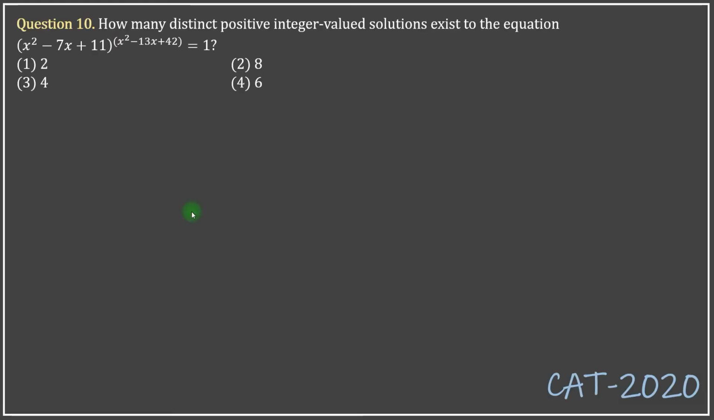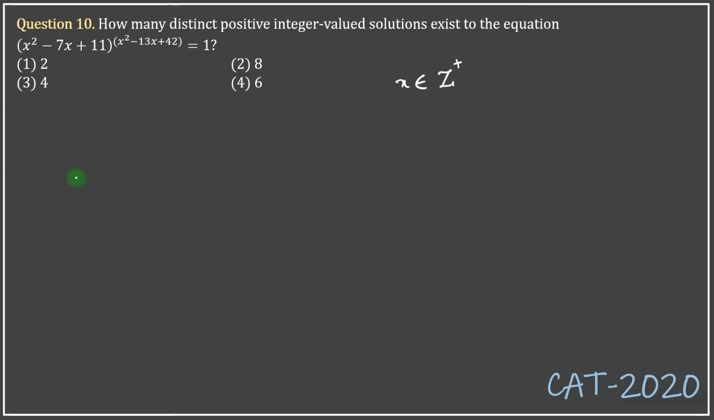A very interesting question. Now, this is not your normal quadratic equations question. What does it say? How many distinct positive integer valued solutions exist to the equation? So I need to find positive integer valued solutions to the equation (x square minus 7x plus 11) whole raised to the power (x square minus 13x plus 42) equals 1. Well, the right hand side is not 0, and actually that's a blessing this time.